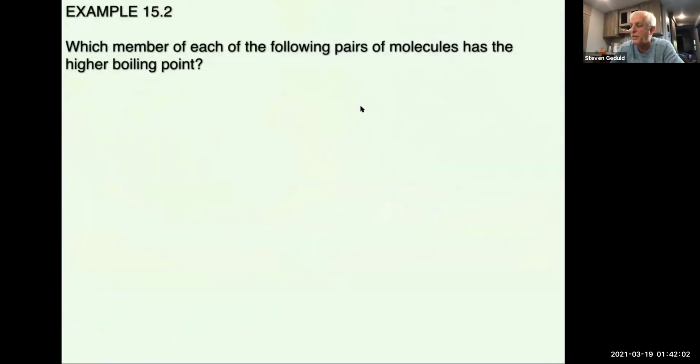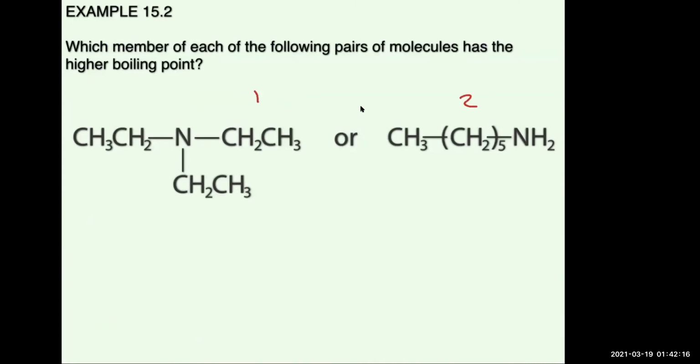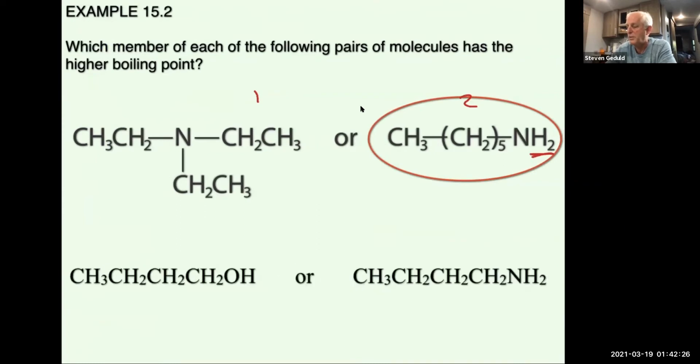Okay. Same question. Which one of those two would have the higher boiling point? Number one, number two. Number two, because of hydrogen bonding. Two hydrogens right there. That one's a tertiary, has no hydrogen bonding. You got it. Perfect. Okay. Number two or number one, just to be different.